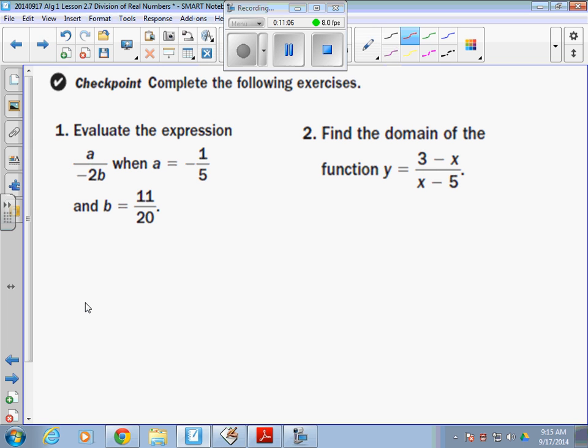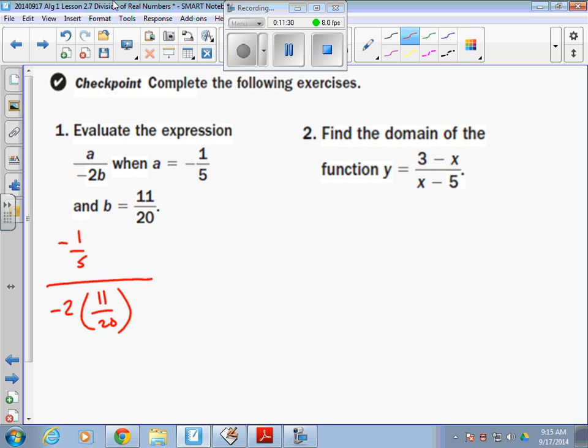Then it says evaluate the expression. We have a checkpoint. A over negative 2b when a is negative 1/5 and b is 11 over 20. So a is negative 1/5 over negative 2 times b, which is 11 over 20. So this is what we're working with right now.